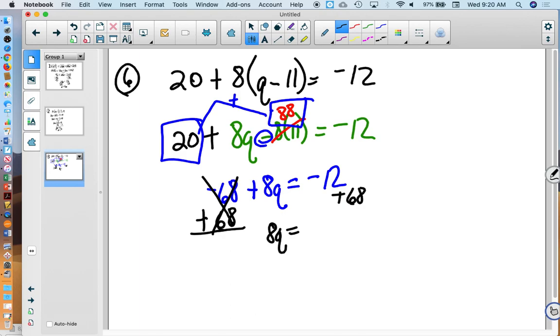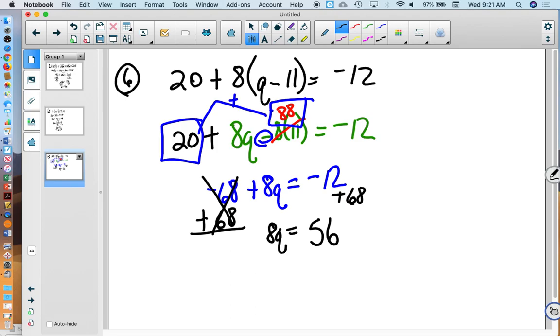Now, which one of these has the greater absolute value? 68. Okay, 68. So actually, technically, I'm subtracting 12 from 68. Okay, I agree with that. But this is why. Okay? And so when you subtract 12 from 68, how much do you get? 48. No, 46, my bad. Okay? 56. Which is it? 56. I agree. Okay? Now I have 8q equals 56.